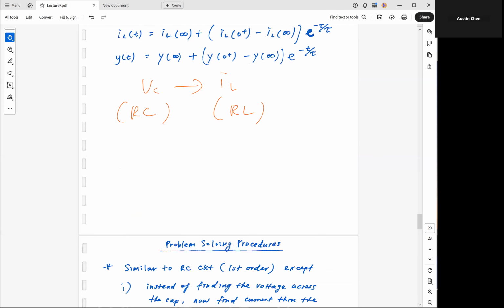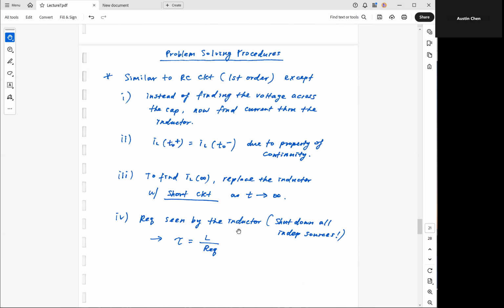Let's go to the problem solving procedure. By the same token, this part here is exactly the same. The only thing that is different is just the variable of interest. The rest is exactly the same.